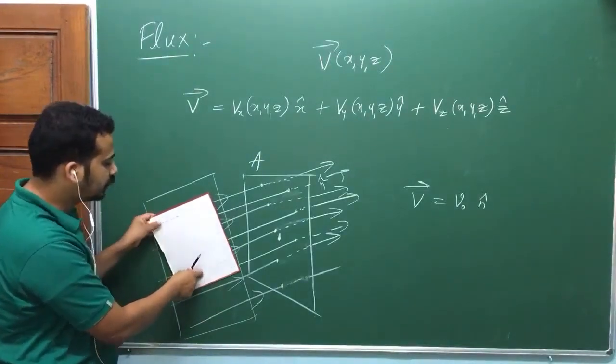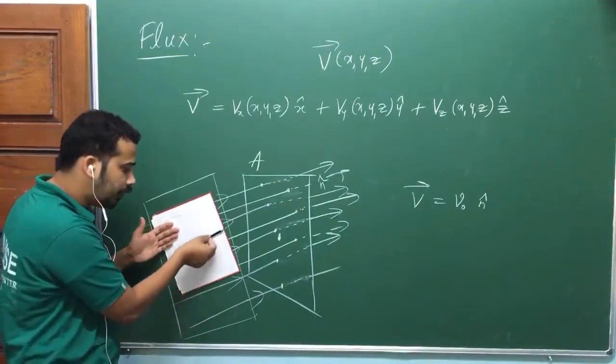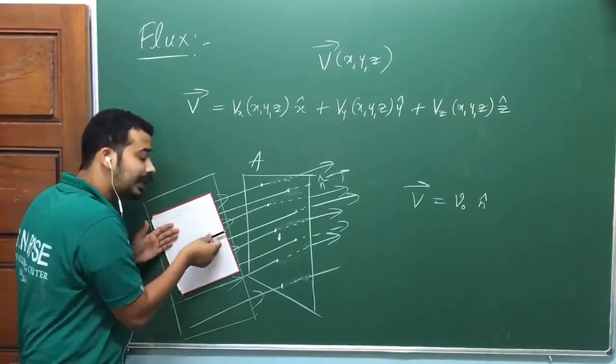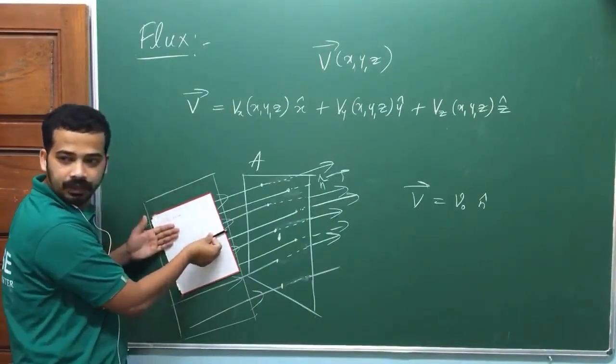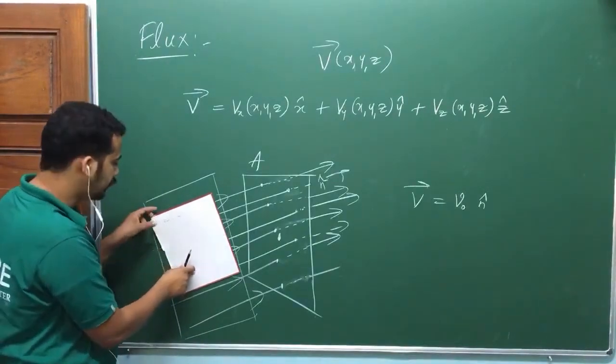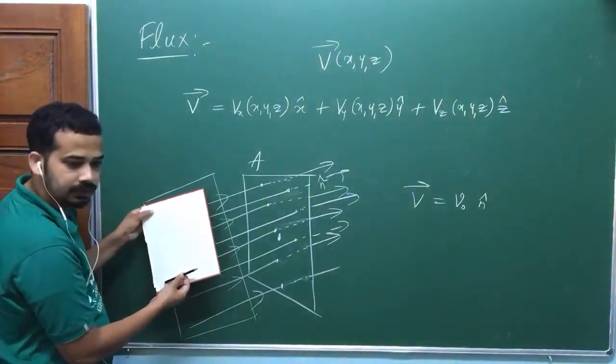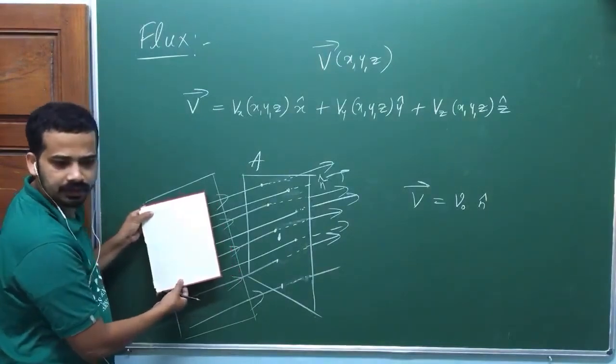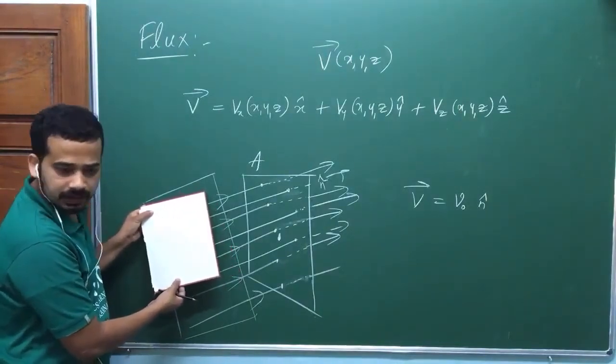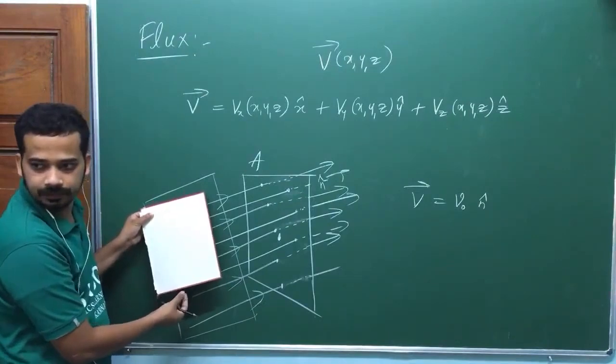In that case, if you count the number of field lines passing through the surface, it is practically 0, because the surface is infinitely thin. It is very, very thin. The thickness is infinitesimal.